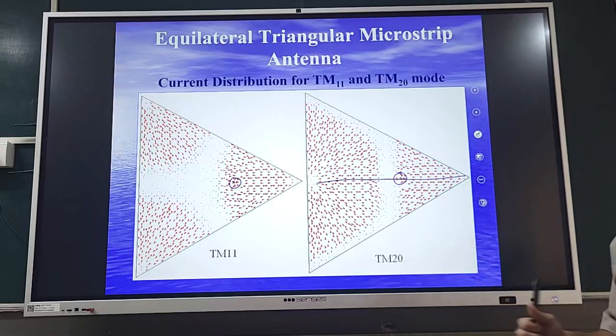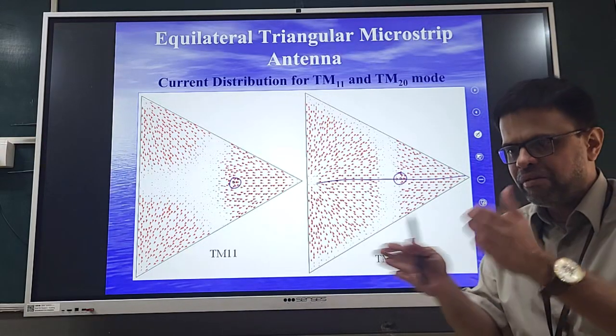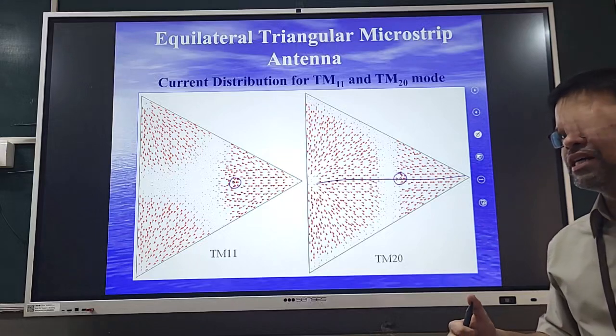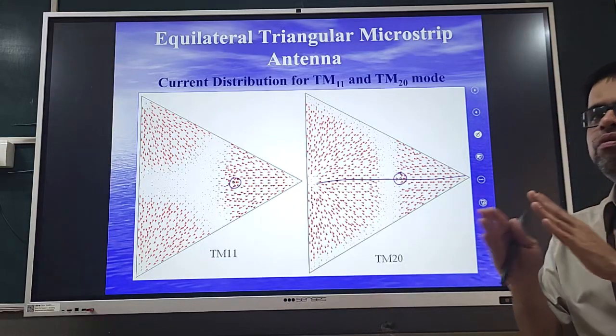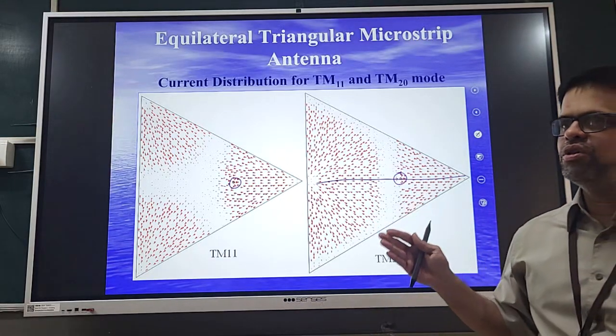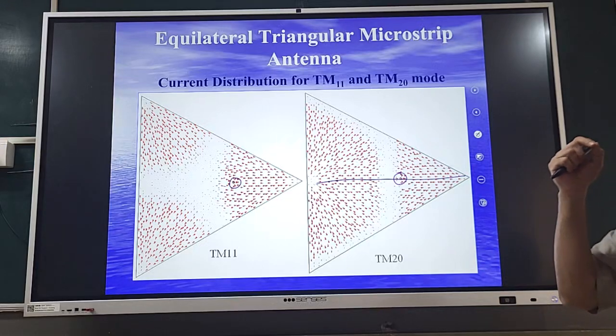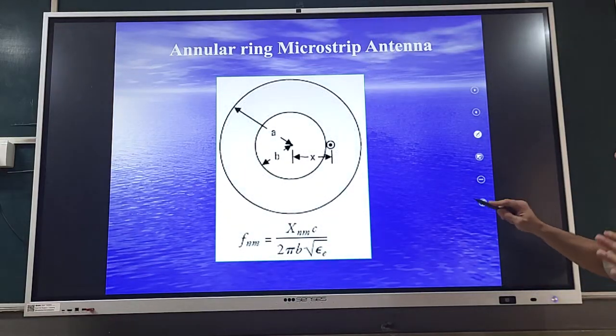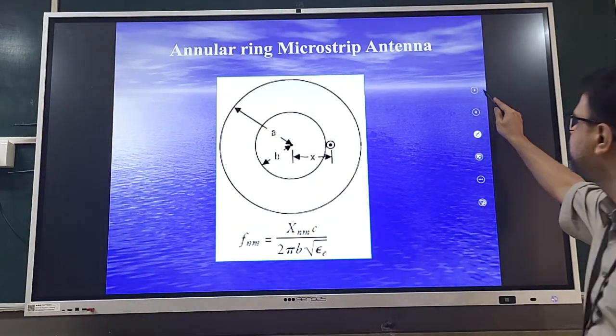Okay, so I have explained the equilateral triangular design. I have explained how to design the equilateral triangular patch. Those guidelines are given. Now we will do the comparison. We will do the comparison of rectangular geometry, circular geometry, and equilateral triangular geometry for a given frequency. So I come to this part later.